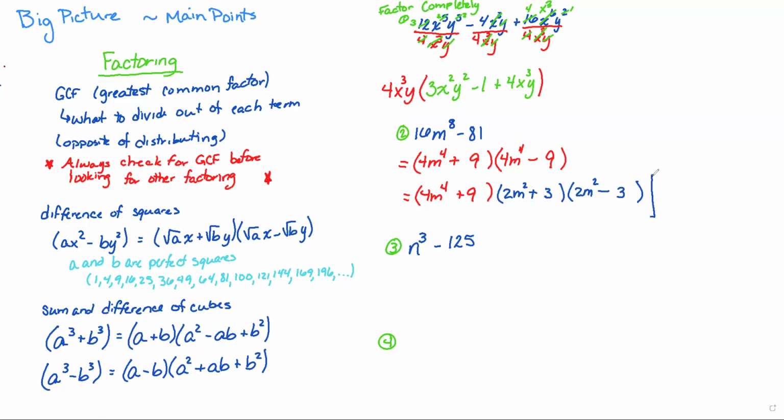So my final answer is going to be the 4m to the 4th plus 9 times 2 times the quantity 2m squared plus 3 times the quantity 2m squared minus 3.